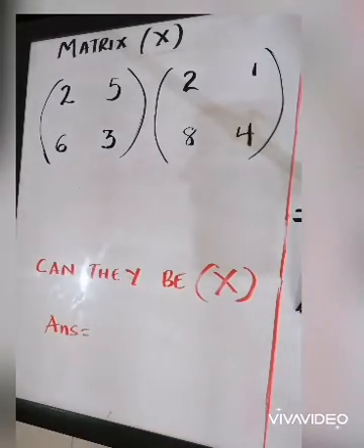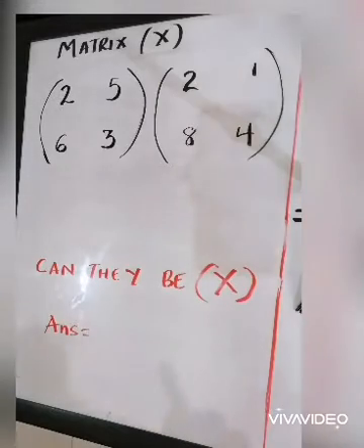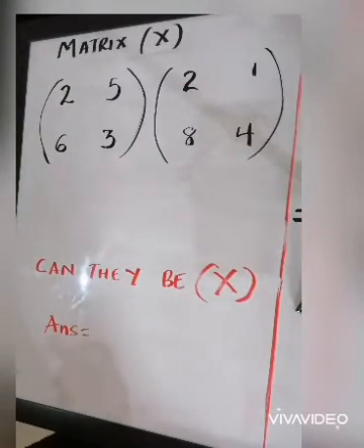Okay, students, so we just completed scalar multiplication, and then we completed using the order of two matrices to determine if the matrices could be multiplied. So let's do this example here. We have these two matrices, 2, 5, 6, 3 and 2, 1, 8, 4, and we want to see if we can multiply them.